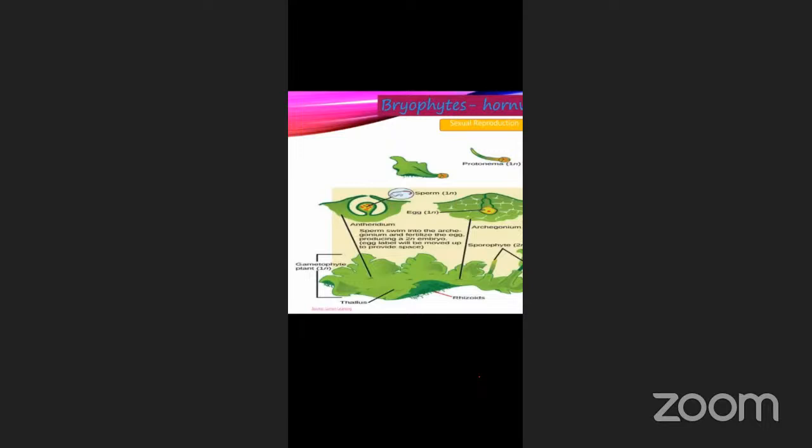These are the first amphibians among all the plants. First amphibian, first land, and their plant body is the gametophyte, sir. Yes, correct. And the gametophyte is differentiated into a stem-like structure, leaves, and rhizoids. The leaves are very simple, only a midrib is present. Sir, can we say that true leaves are present here? True leaves only, but the leaves are very simple structures.